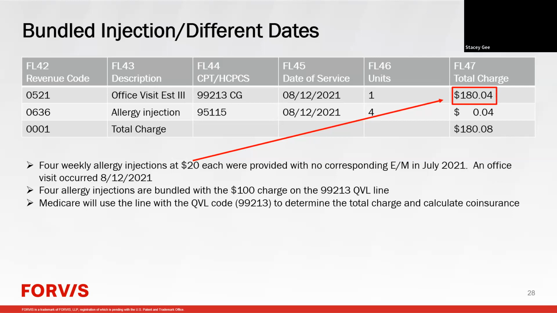And you're going to add them together. You're going to bundle them together, even though there are different dates of service. Those allergy injections cannot stand alone, right? Because there was no qualifying visit as they were coming in for those allergy injections. So this is what that claim would look like for this particular scenario. And then Medicare, again, is going to use that qualifying visit code, that 99213, to determine the total charge and calculate the coinsurance.